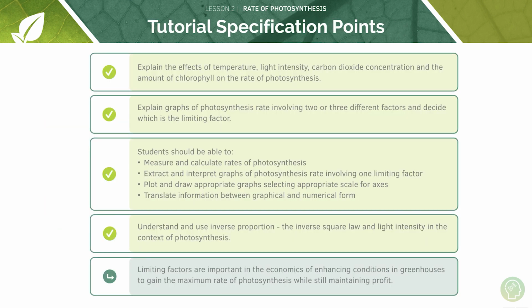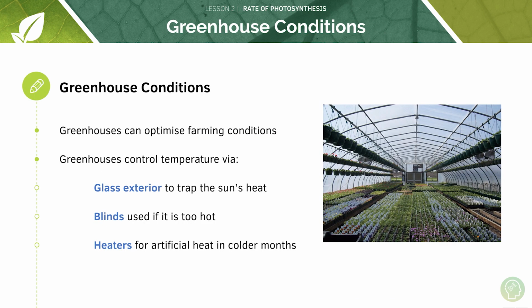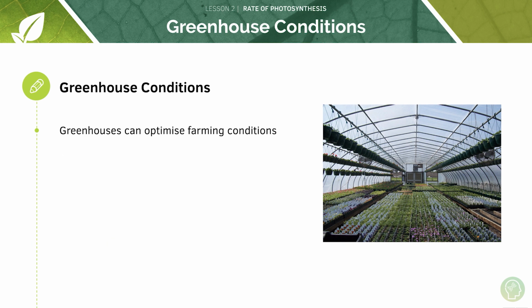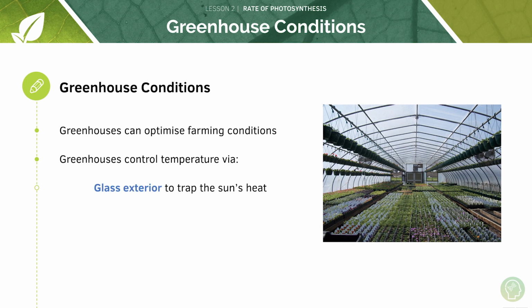Now, last of all, let's have a look at how farmers might optimise their farming conditions for their plants. Because remember, at the end of the day, we want to optimise our yields. So greenhouses can control various conditions. So temperature can be controlled via the glass exterior, which helps to trap the sun's heat. Similarly, blinds can be used if it's too hot. And heaters can be used to provide artificial heat in the winter months.